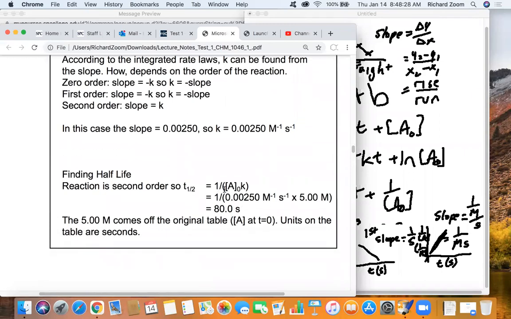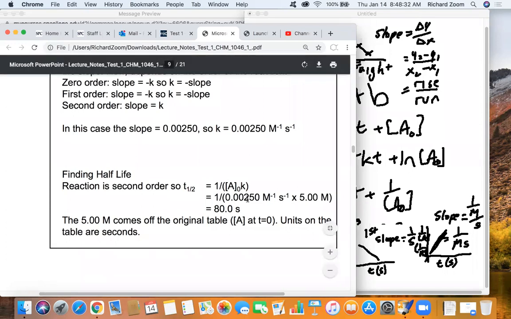Half-life. T half is 1 over A0 times K. And K is 0.00250 per molar per second. And A0 is 5.00 molar. So you see that it comes out to be 80.0 seconds.